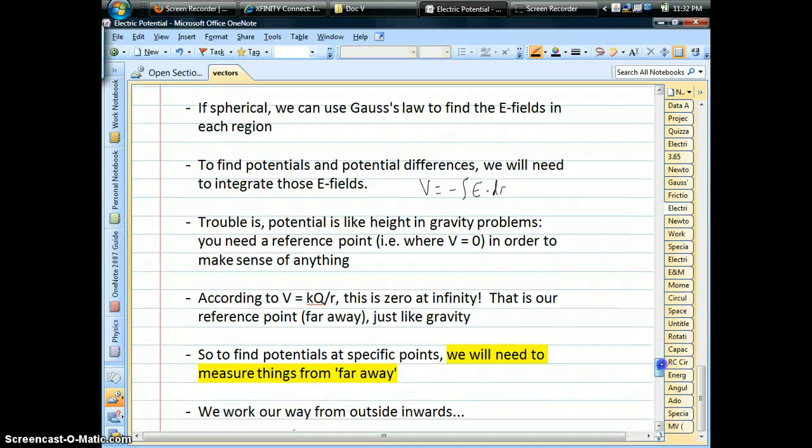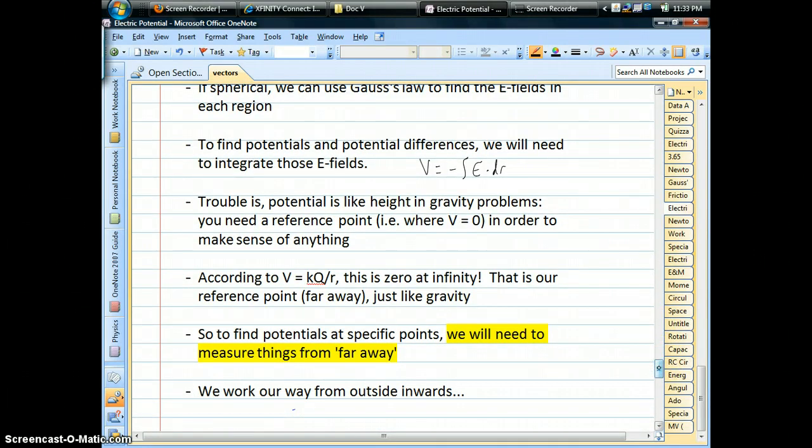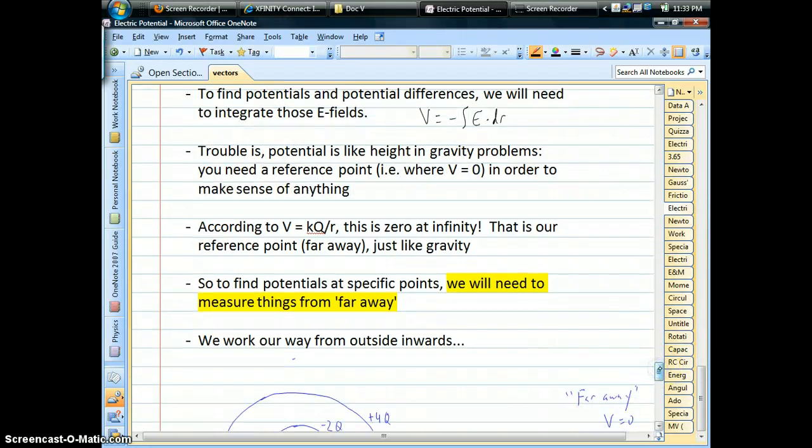Now, there is something weird about potential. It's very much like gravity in mechanics, where we have to have a reference point. In gravity problems, we have to define where our height equals 0 and measure everything from that reference point. The same deal goes for voltages. It's a scalar, it's adjustable, it's arbitrary. And so we look to find out where is there a 0 point.